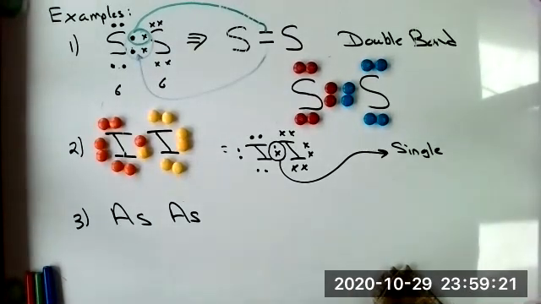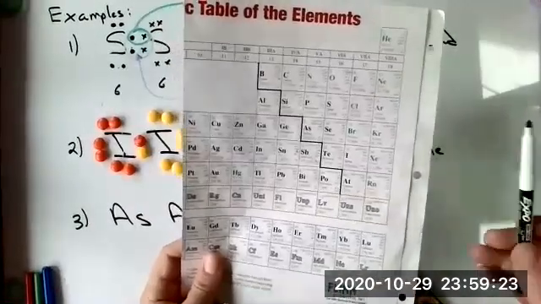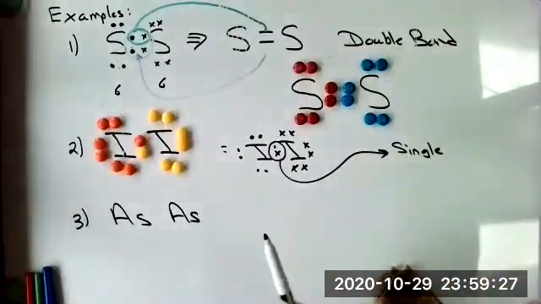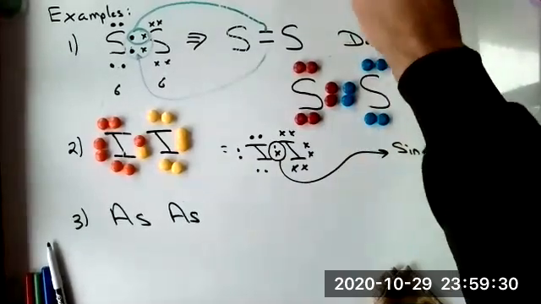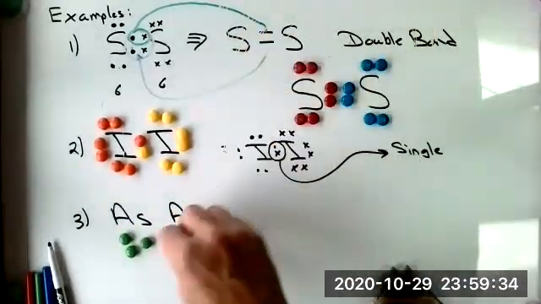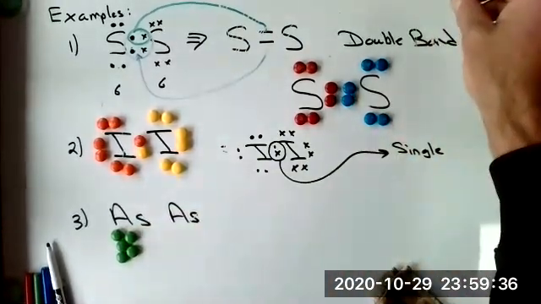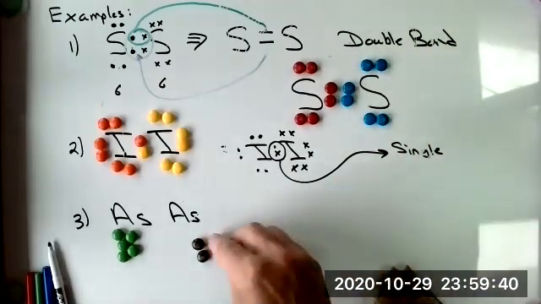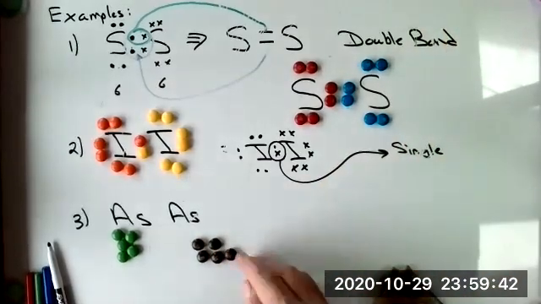All right, arsenic. Where is that guy at? There he is. Scoot up. Yes, he's got 5 valence. All right, I'm going to grab 5 green M&Ms. I need to use this color. These ugly brown ones. Okay, 5 and 5.